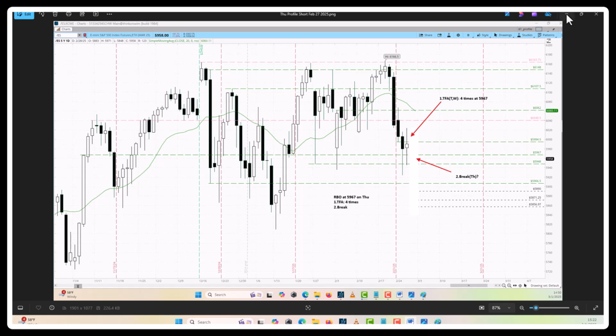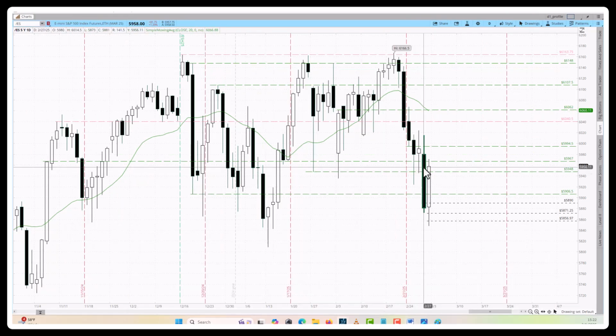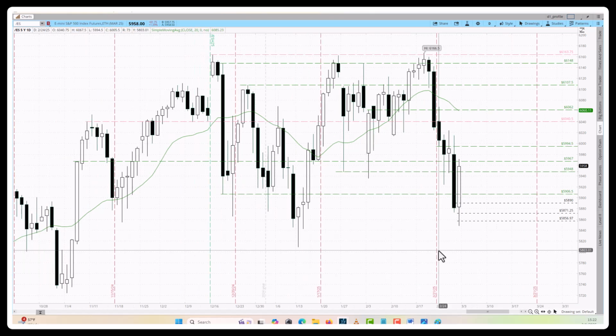And now let's look to see what happened. What really happened on Thursday? See that? It broke. Man, you see that? So that means the short setup happened. So the long setup is invalid. Only the short setup worked.